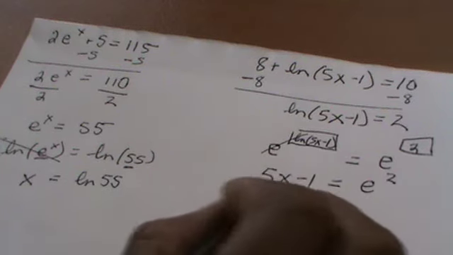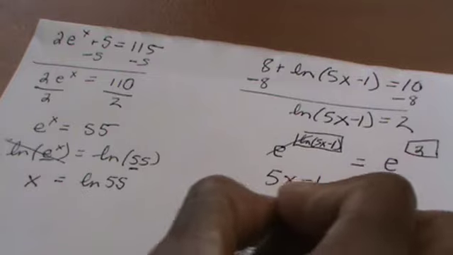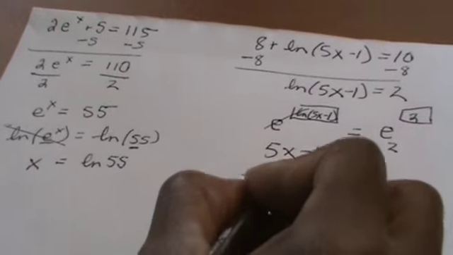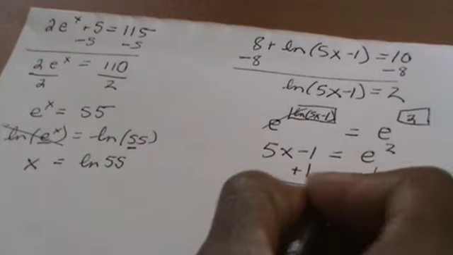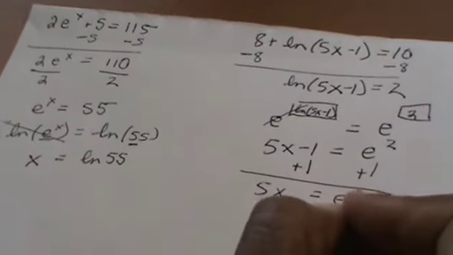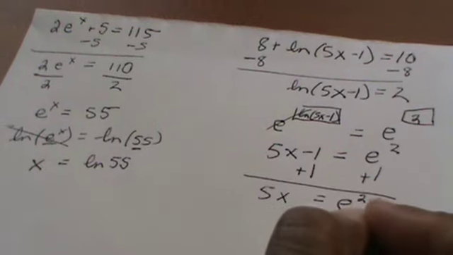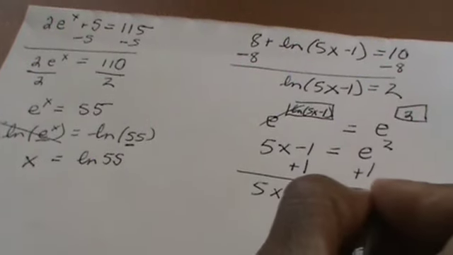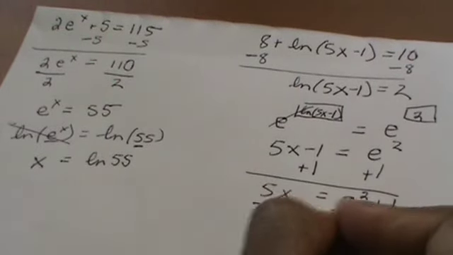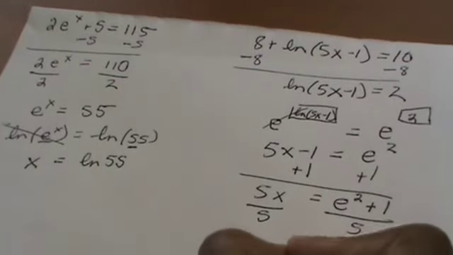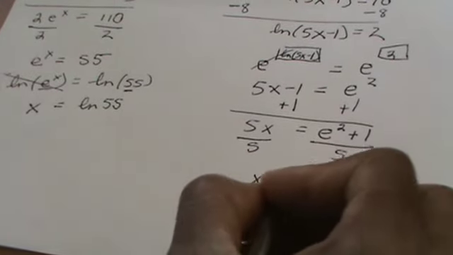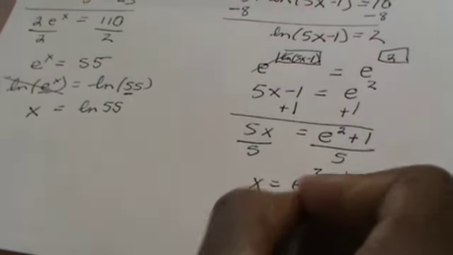Okay, so then I'm going to add 1 to both sides. So then 5x is equal to whatever e squared is. So it's a number bigger than 9, but less than 16 plus 1. And I'll divide everything by 5. So then x equals whatever e squared is plus 1, that number divided by 5.